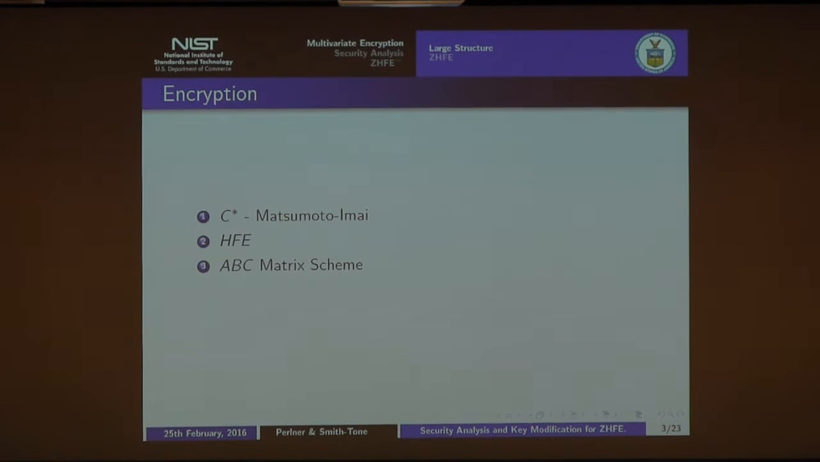The ABC matrix scheme, so Alan also mentioned that one. This one was very interesting because this one is using a matrix algebra, right? It's using a matrix algebra over your base field. And that's a new idea. That's an exciting idea. And then ZHFE. So ZHFE is again using this extension field structure. So with the ABC matrix scheme, we actually see that we don't even need to worry about commutativity, right? You're not using a commutative algebra over this base field. You just need some algebraic structure to give you a multiplication. So it's quite interesting.